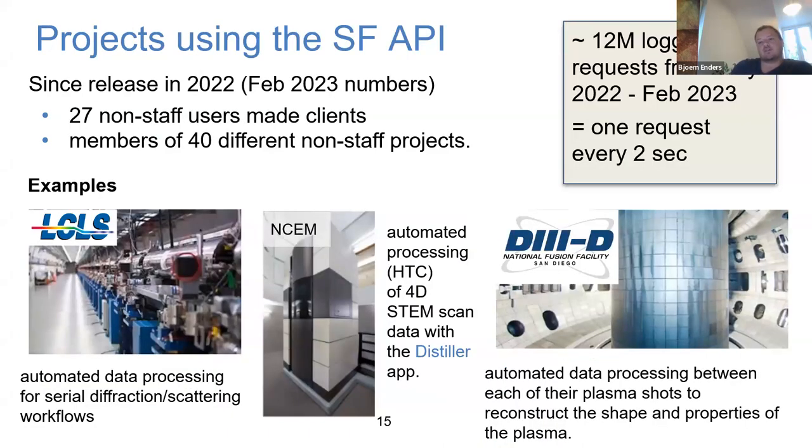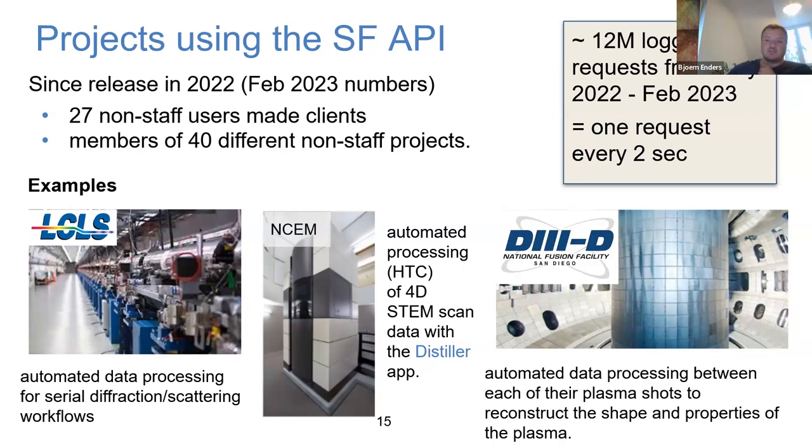Part of what came out of the SuperFacility project is that we launched the API gradually, invited users to use it, and trained them individually. Since the release in 2022, there were 27 non-staff users that made clients, and it's used on 40 non-staff projects. This doesn't sound like a lot, because NERSC has about 7,000 users, but every user who starts building against the API usually builds a workflow for their facility or for their beamline.